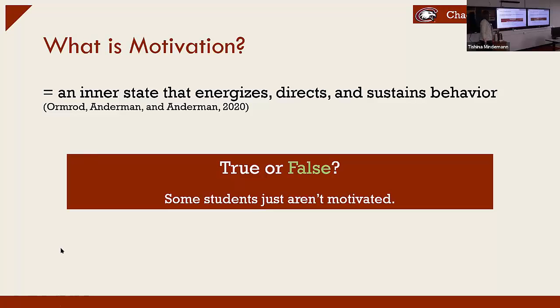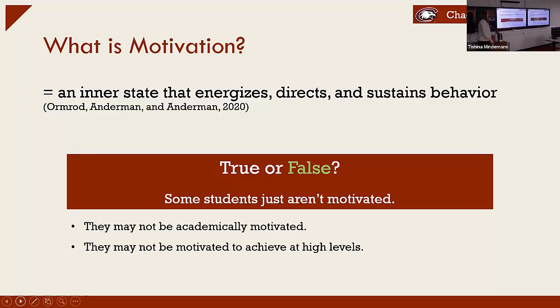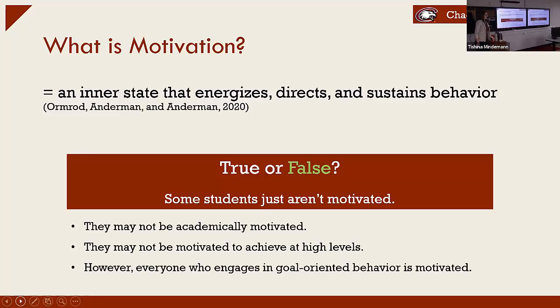Students may not be academically motivated. They may not be motivated to achieve in your classroom at high levels, but all students are motivated. So if there's a kid who's acting the clown in your class, they are motivated to engage in that behavior, even if we wish that maybe they were motivated for more academic things. Today we're going to talk about why students either are or are not motivated in particular contexts and for particular tasks, and then also types of motivation that students have.